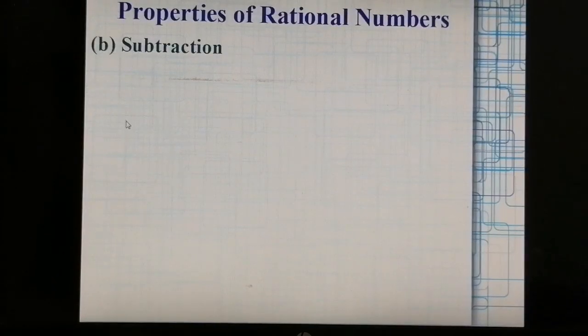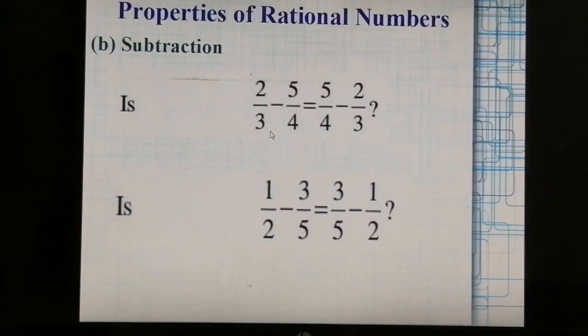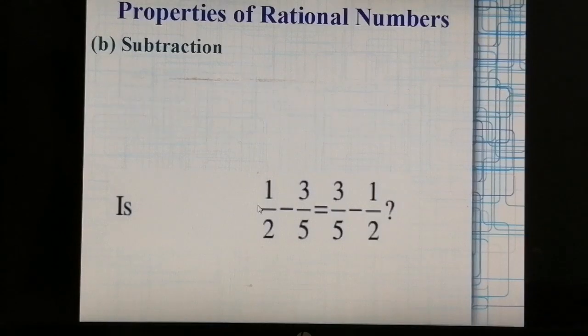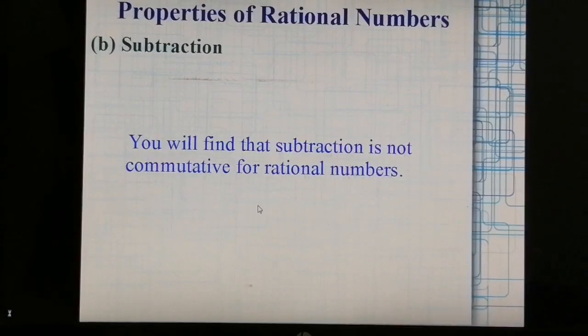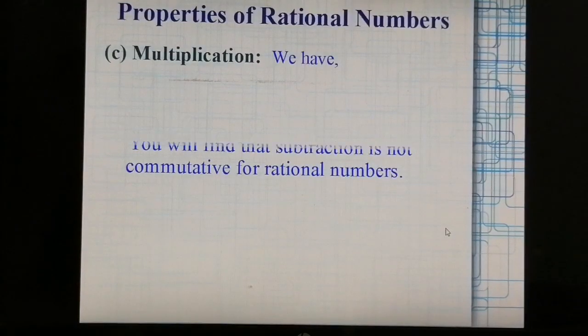Now the next operation is subtraction. Is the left hand side equal to the right hand side? And a few more examples. What do we get? You will find that subtraction is not commutative for rational numbers.